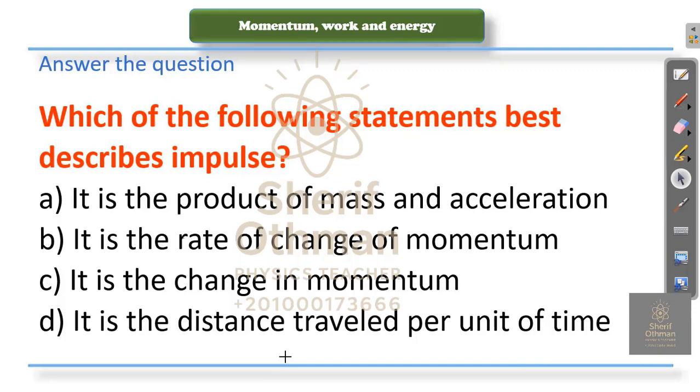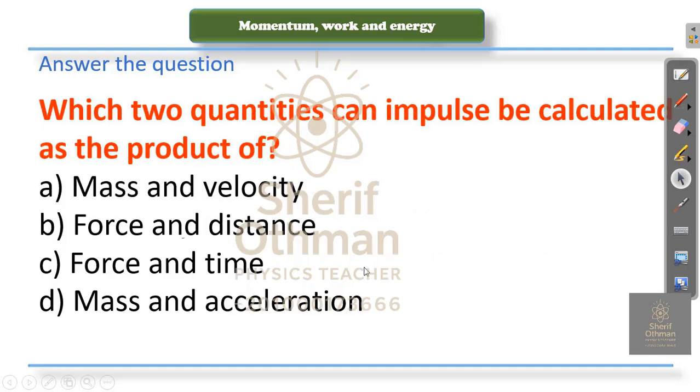Which of the following statements best describes impulse? So the answer is, well done guys, it's the rate of change in momentum. Which two quantities can impulse be calculated as the product of? Well done, it's the mass and velocity. Be careful guys, he didn't ask about the momentum, he asked about the impulse. So the impulse is equal to the force multiplied by time.